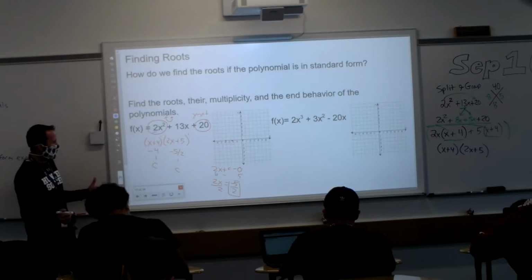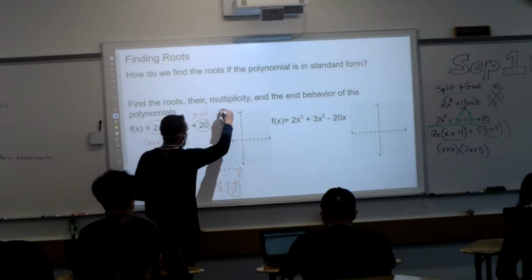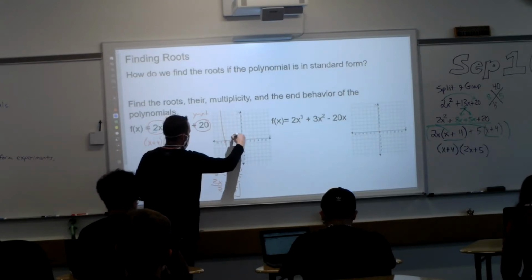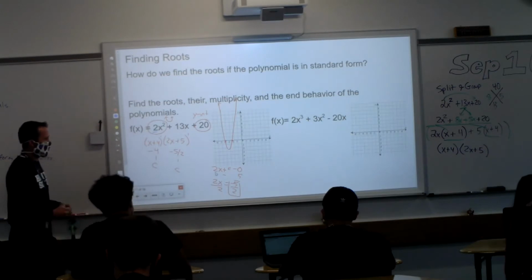So now I can graph it. I know it makes a U shape. I know it goes through both of these, so I'm just going to come down like this. And there's my graph. If you want to check it, you check it on Desmos.